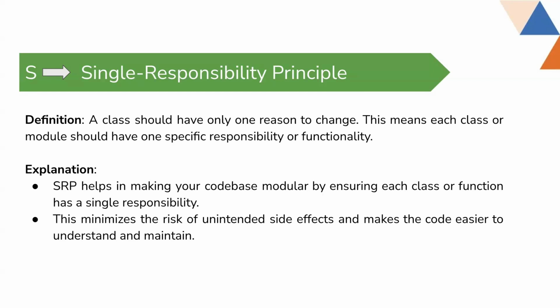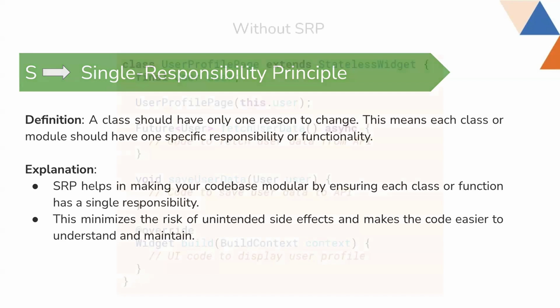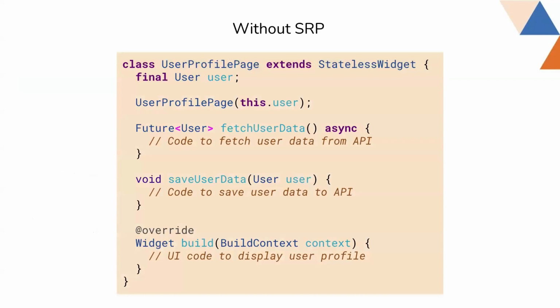So let's give a code example so it will be understood more. Here is code without the single responsibility principle. If you see, there is a class and there are three methods: fetch user data, save user data, and the build method. These three different methods each have their own work, and inside the class all three methods have been added.